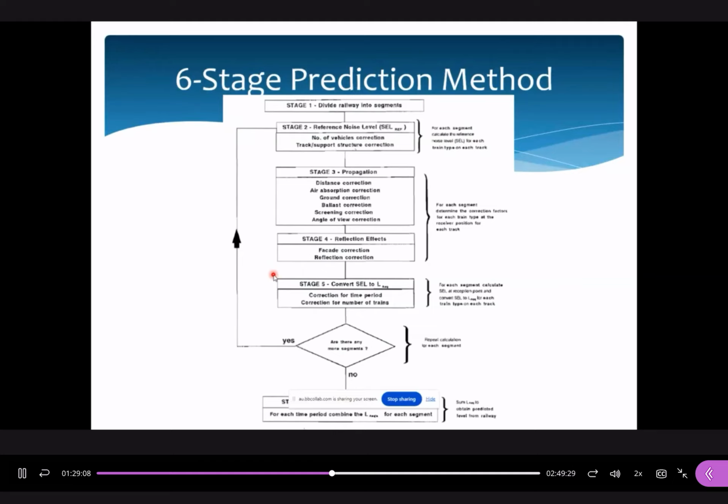And stage 4 is reflection effects. Stage 5 is to convert sound exposure level to LAeq. Why this one? Please pay attention. At stage number 2, we need to find out the sound exposure level. But what is the legal requirement for railway noise assessments? LAeq. So we have equations to convert sound exposure level to its corresponding equivalent level.